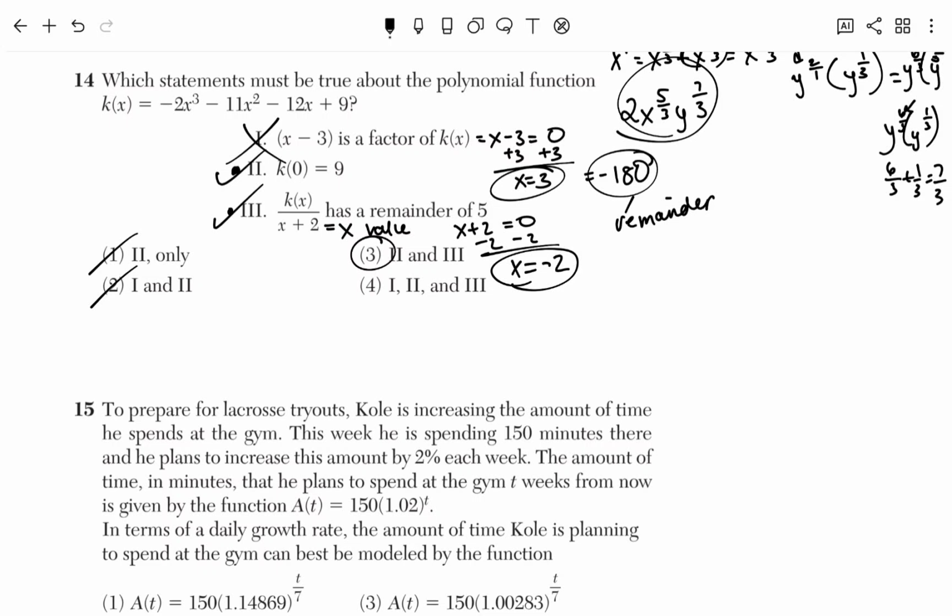You could also do this by using long division, but you also want to save time. Because here we said k of x divided by x plus 2 has a remainder of 5, so I just use that to my advantage. Well, they're telling me x minus 3 is a factor of k of x. If something is a factor, I'm going to end up getting 0. And when I plugged in x equal to 3, I didn't get a remainder of 0, and therefore it's not a factor.